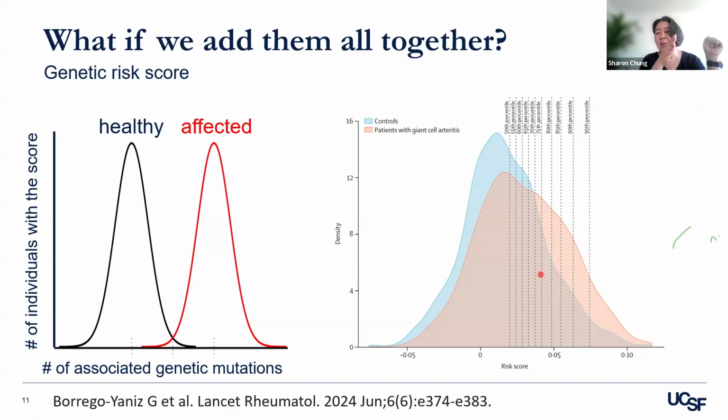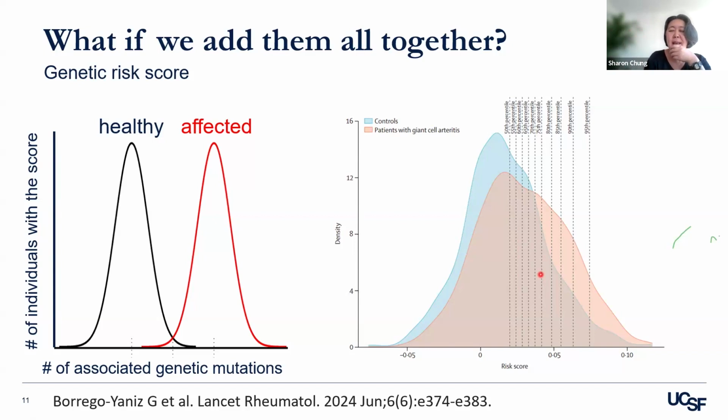And if you have a score that's a specific level or above, you are likely to have giant cell arteritis. The scores are not that well separated. So even if we tested patients for a whole bunch of different genetic mutations and combined that information together, it's still really not enough for us to be able to differentiate those who do and do not have giant cell arteritis.